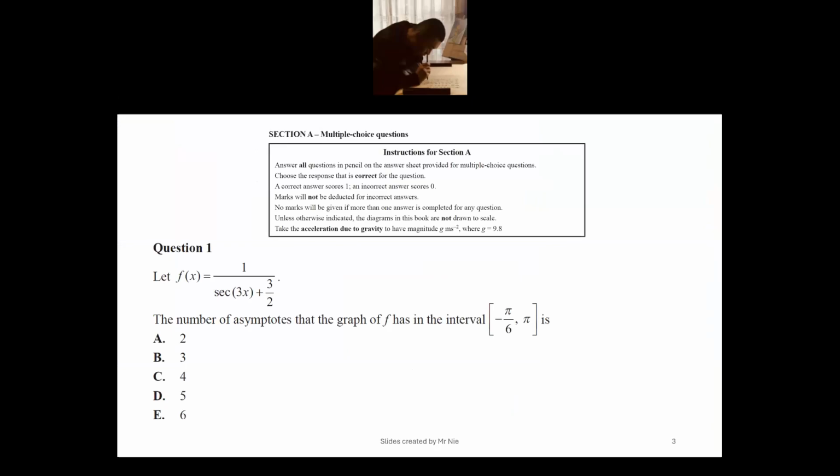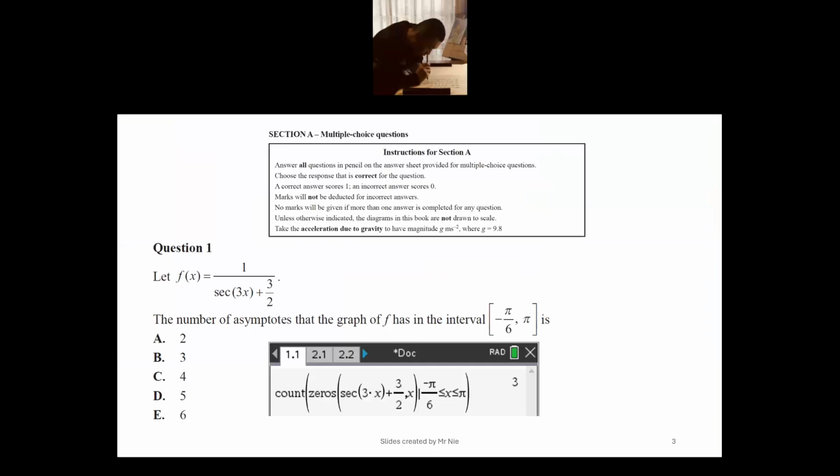f(x) is 1 over secant(3x) plus 3 over 2. We would like to find the number of asymptotes. So what I will do is count the zeros of the denominator, which can be done by a CAS calculator. You can see the nested command here. I put zeros of secant(3x) plus 3 over 2, comma x, and I also provided the domain restriction. So the answer is B.